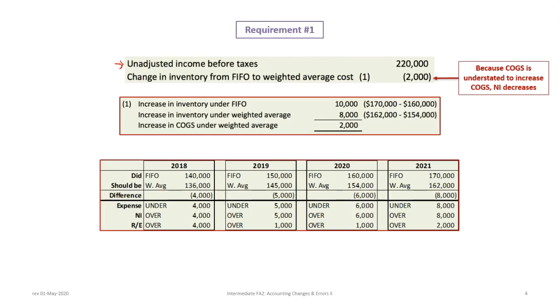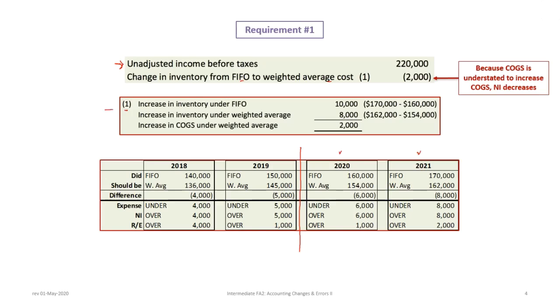Now we'll deal with our first item, which is the change in inventory from FIFO to weighted average cost. This can seem a little confusing and overwhelming, but remember that inventory errors self-correct after 2 years. So really the only years we need to be concerned about are 2020 and 2021.